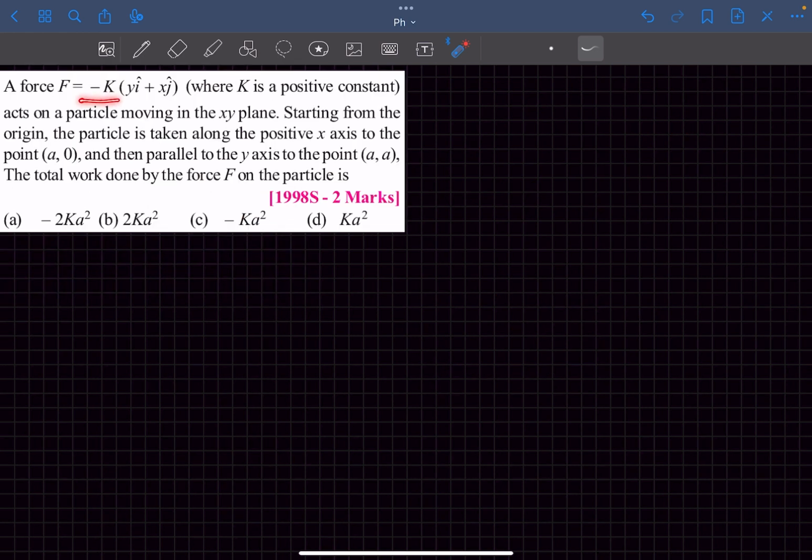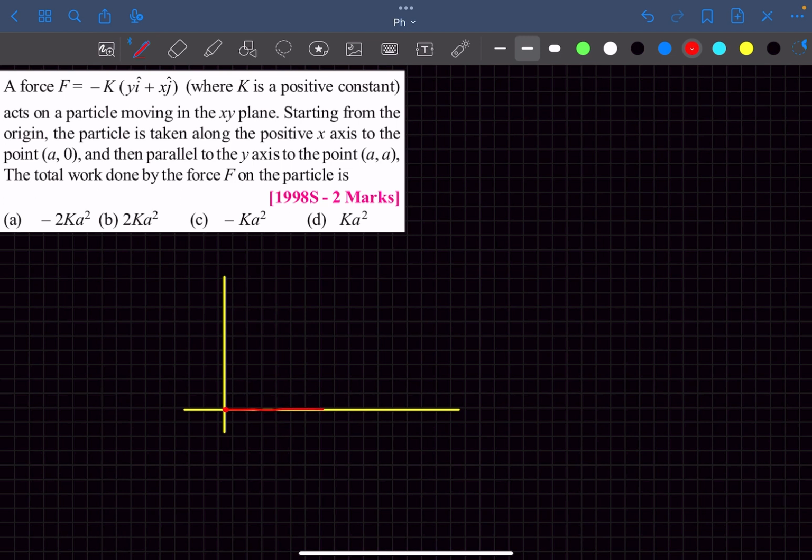So we have a force that is minus k times y i cap plus x j cap. So this time it's not position vector, okay? And we are starting at the origin and the particle is taken along the positive x-axis to a point a comma 0 and then parallel to the y-axis to the point a comma a. The total work done by the force F on the particle is?